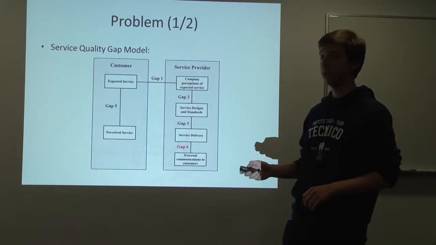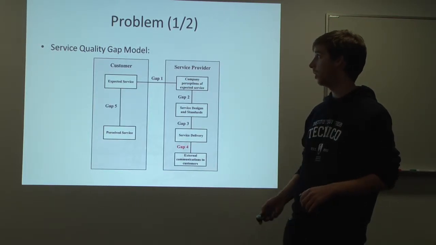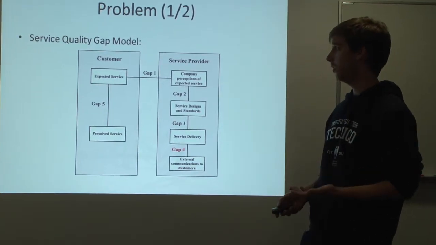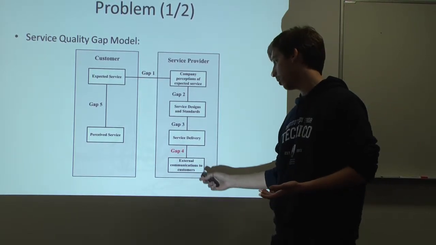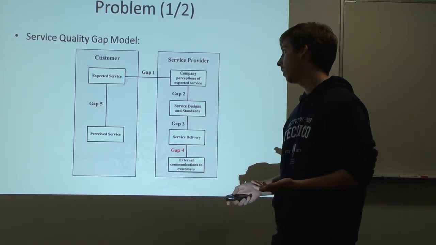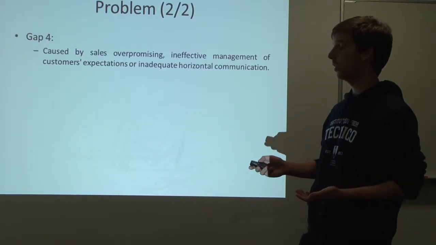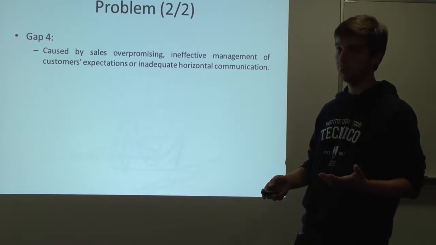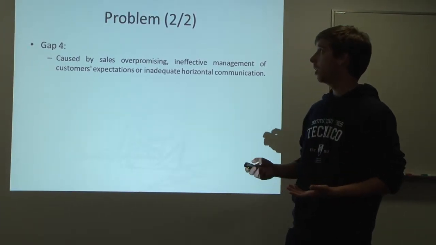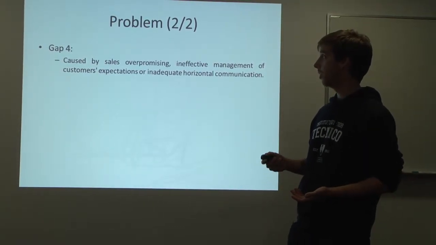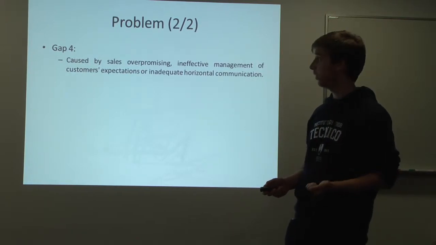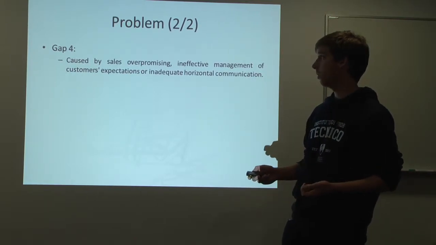This is the gap model. This is the 5 gaps of quality between the customer and the service provider. In this thesis, we'll only focus on gap number 4. This gap is the difference between what the customer and the service provider communicate. The external communications do not match. This problem is caused by sales over-promising, ineffective management of customer expectations, and also inadequate horizontal communications.